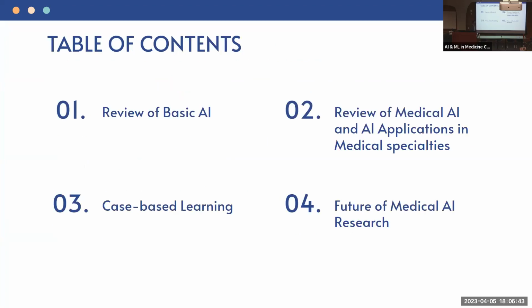Okay, so as I mentioned, we're going to do a brief review of basic AI. You probably are experts at this by now. We're going to review some medical AI applications. We'll do the case-based learning, and then I have a couple of slides on what I think the future of medical AI could look like.